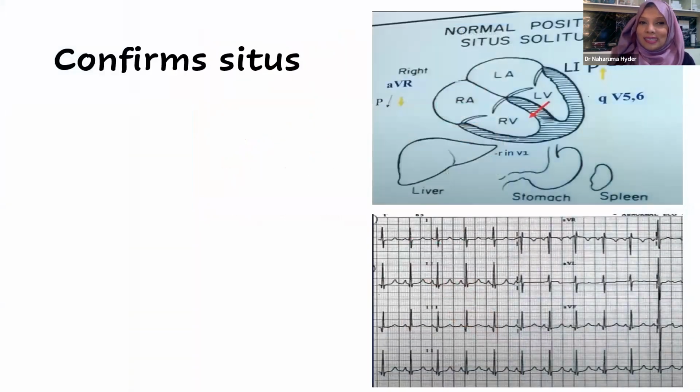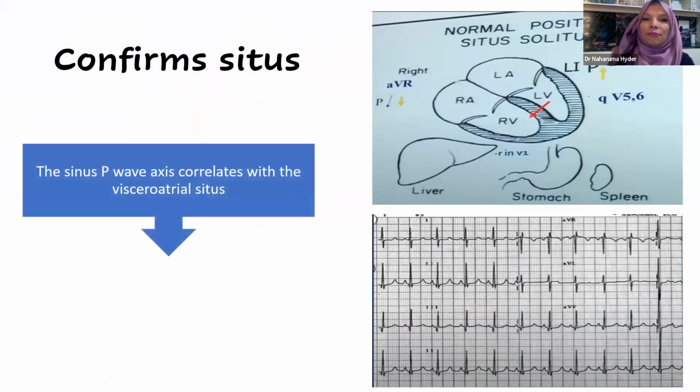Can the ECG figure out the situs? Yes, obviously, and it is very easy to diagnose a normal situs. We know that the sinus node is located at the SVC-RA junction and the electrical current travels from the SA node to the AV node, and the direction is leftward and downward. So in lead 1 and AVL, we get a positive deflection of the P wave, and it is away from AVR, so we get a negative deflection of the P wave. So this is the normal P axis, and this normal P axis correlates with the visceroatrial situs.